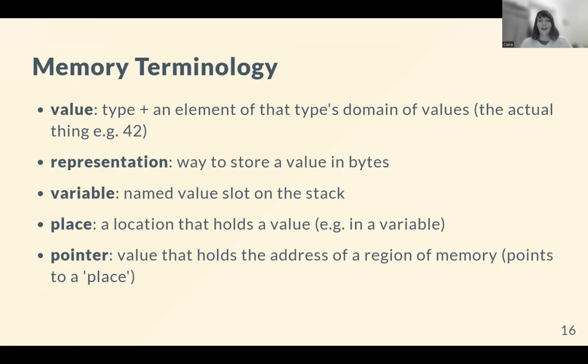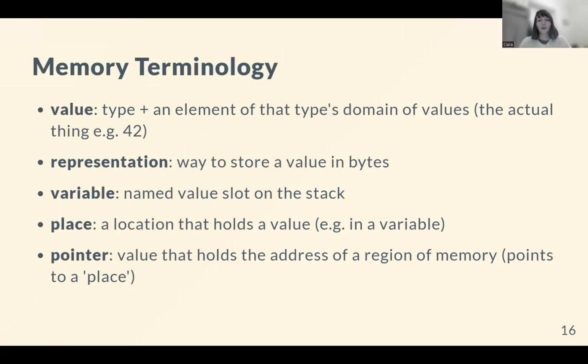The main thing we want to get out of this kind of start is the terminology. So when Jon in this book says value, he's meaning a type plus an element of that type's domain of values. So for example, 42 is an integer and it's one of the valid elements in the domain of integers, whereas 42.5 would not be a valid integer.